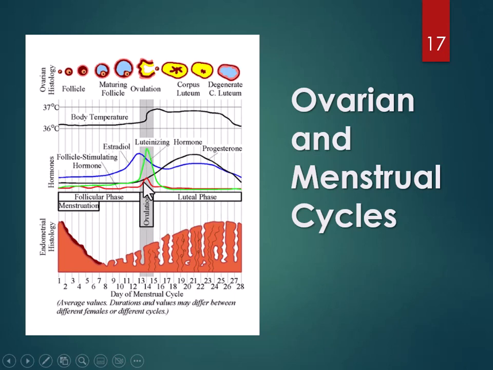Day 14 is ovulation. So if you wanted to know what day you ovulated, you count from the first day of your period 14 days later, and on average, that's when ovulation occurs. You can also take your temperature. Notice, body temperature tends to go up at ovulation, and that's one way some women can tell.